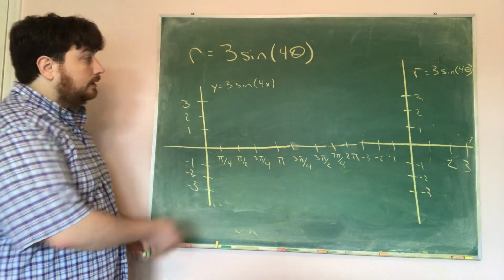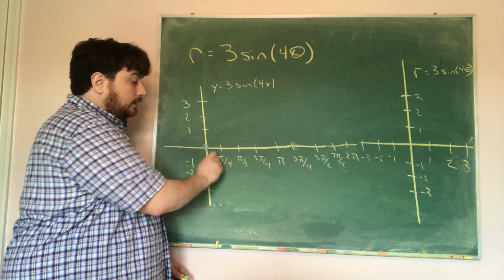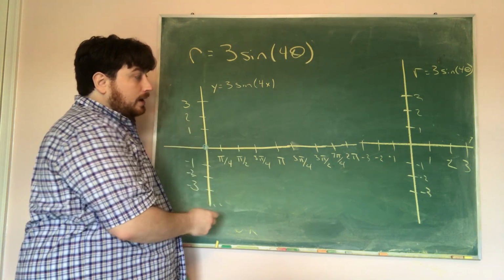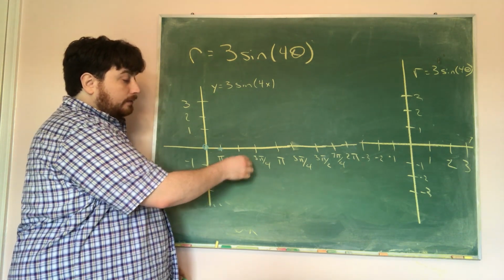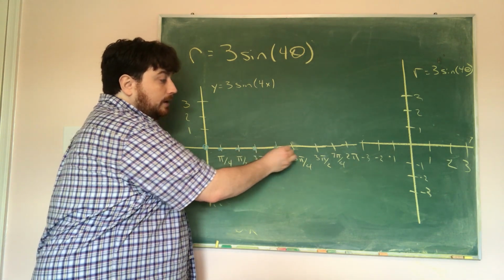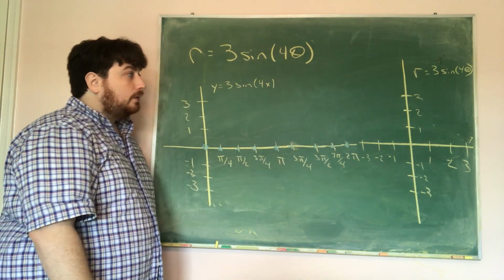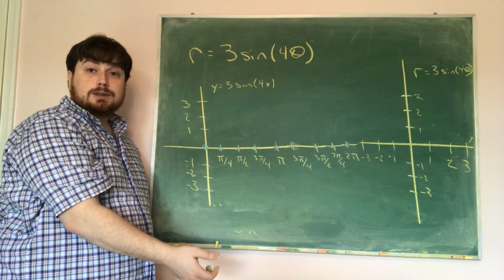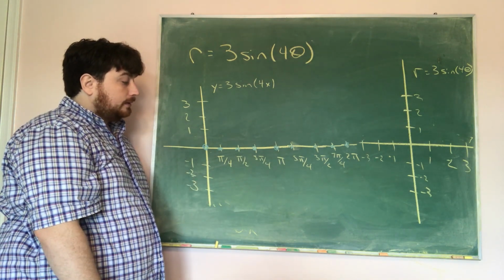If I plug in x equals 0, I get y equals 0. At pi over 4, I get sine of pi, which is 0. At pi over 2, I again get 0, 3 pi over 4 is 0, pi is 0. At each multiple of pi over 4, we get sine of 4 times a multiple of pi over 4, which is just sine of a multiple of pi, which is 0. And so all those points are 0.